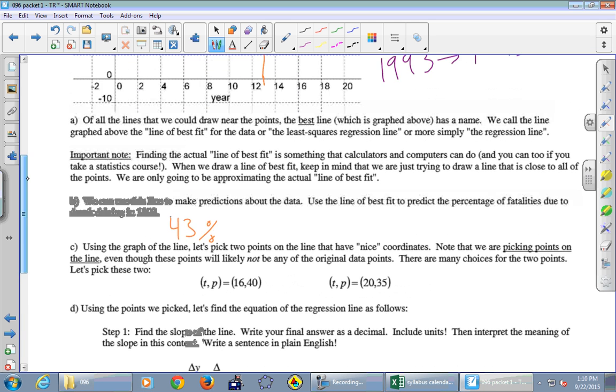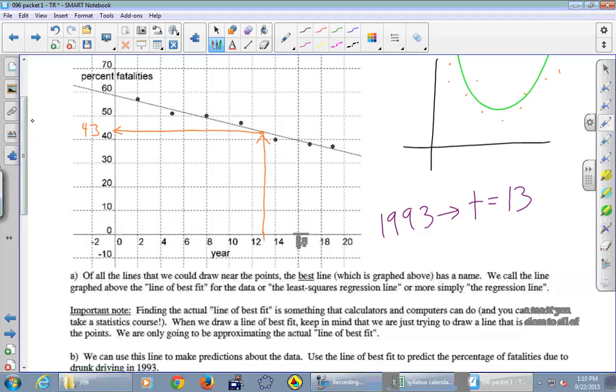Okay, so now we're going to do something even more precise. We are going to find the equation of that line right there. The equation of the line that's drawn, the best fit line. In order to find the equation, we need 2 points. So all we're going to do is find 2 points that are on the line. We're going to pick 2 points that are on that line. Now, are any of the data points on the line?